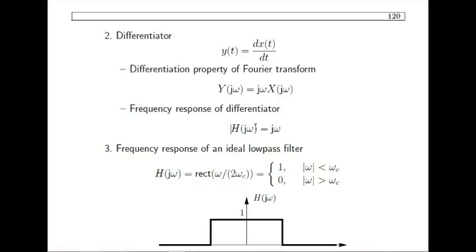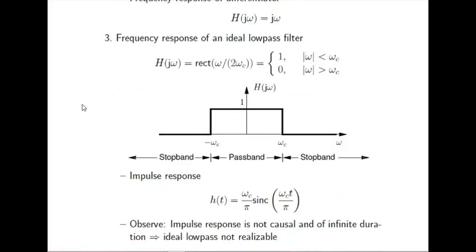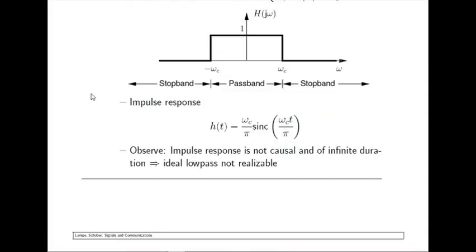Now let's see the third example, which is the frequency response of an ideal low pass filter. I have the frequency response H(jω) as rect(ω/2ωc), where this function is 1 for |ω| less than ωc and 0 for |ω| greater than ωc. Its impulse response I can find with the help of the inverse Fourier transform. Here you can observe that the impulse response is not causal and is of infinite duration. So this ideal low pass filter is not realizable, or it is not perfectly ideal.